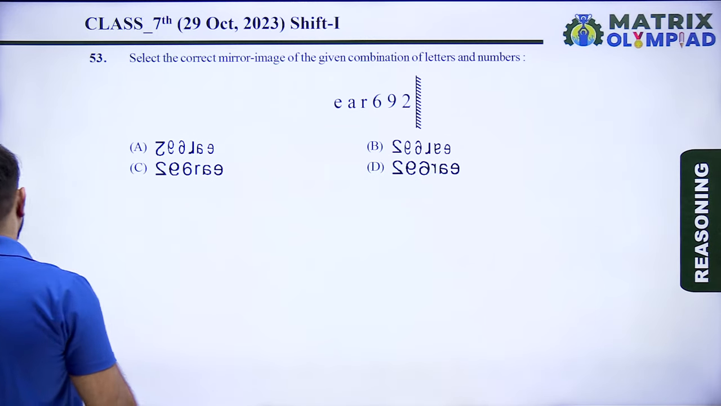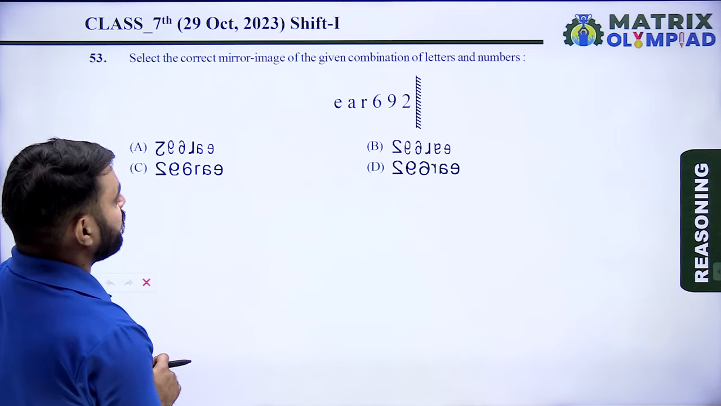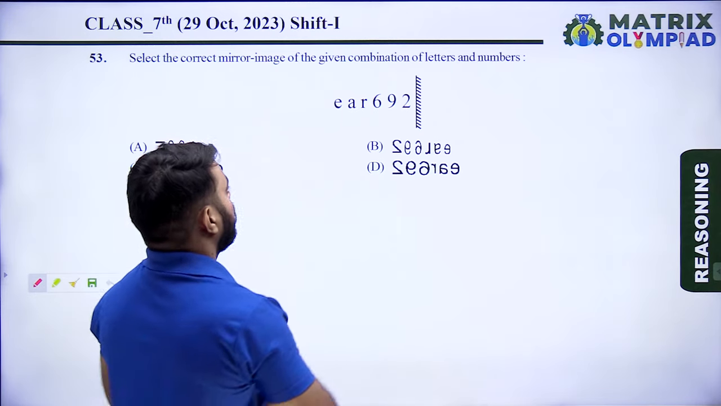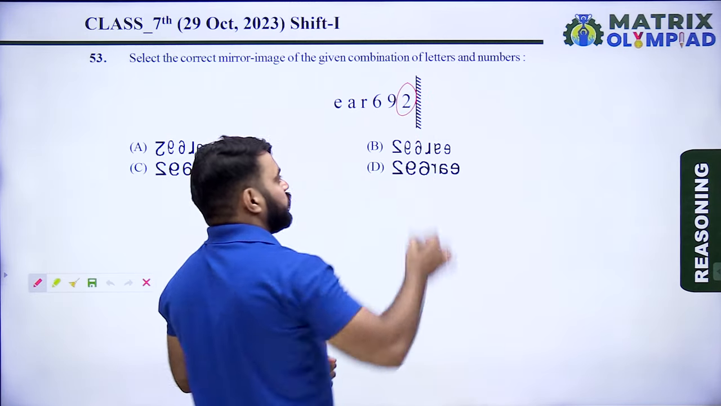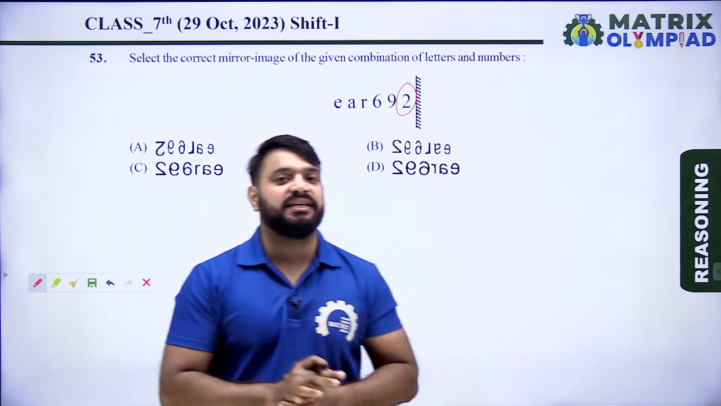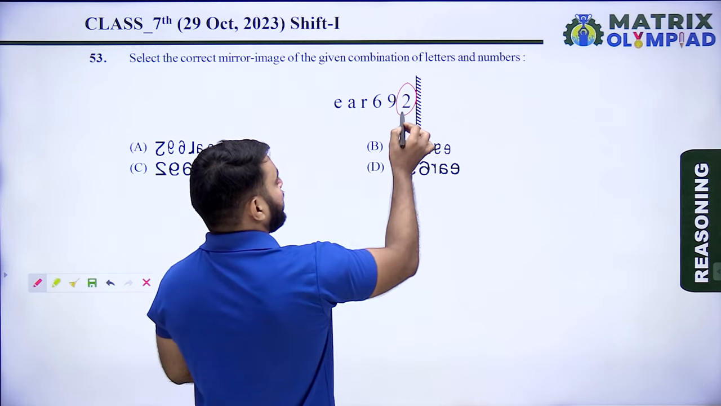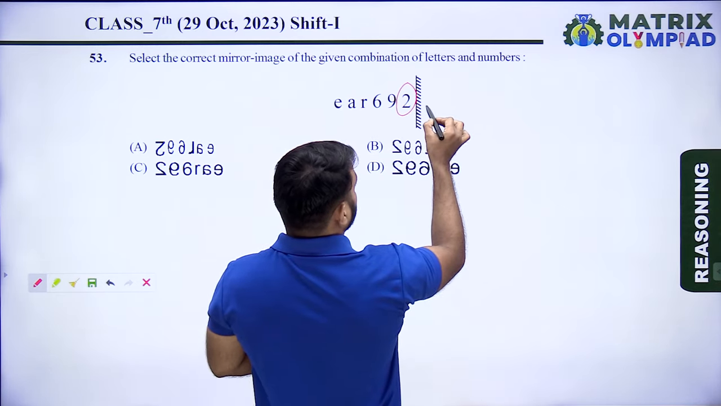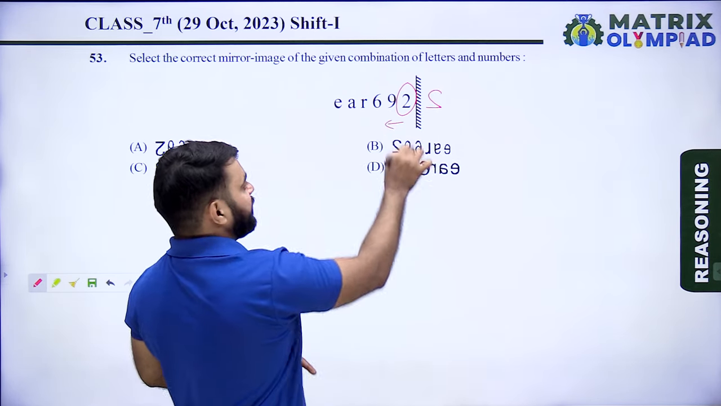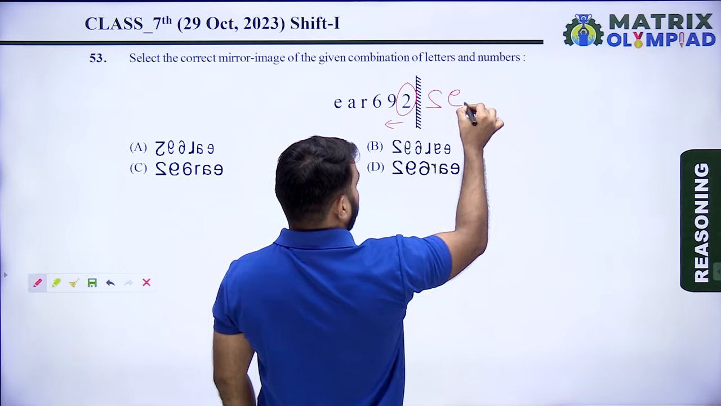So the next question is question number 53. Select the correct mirror image of the given combination of letters and numbers. 2 is near the mirror, so it will remain near the mirror in the mirror image. First find the mirror image of 2, which looks as follows. Then find the mirror image of 9, which looks as follows.